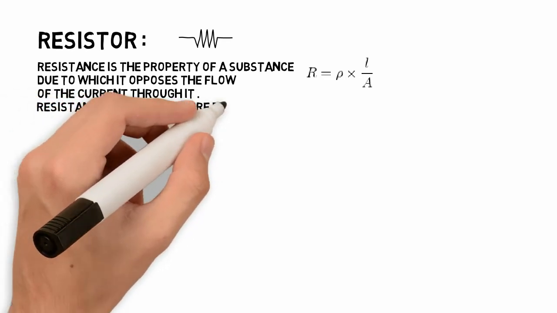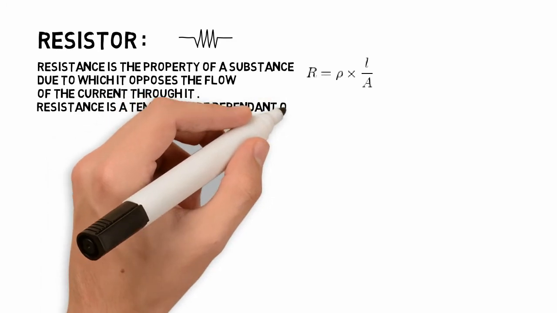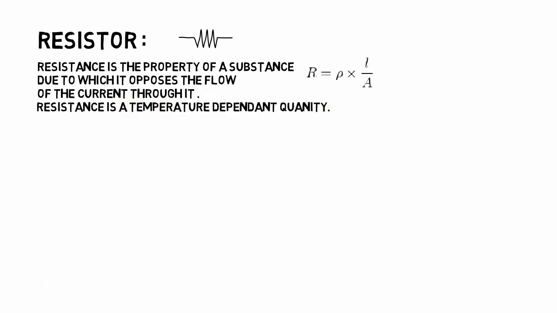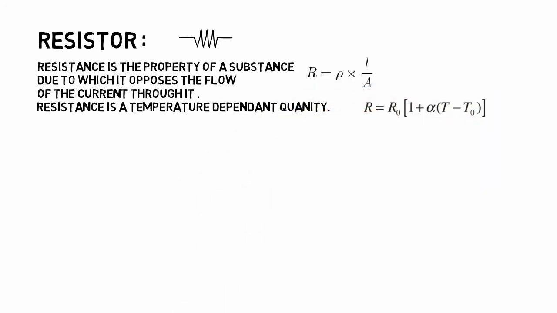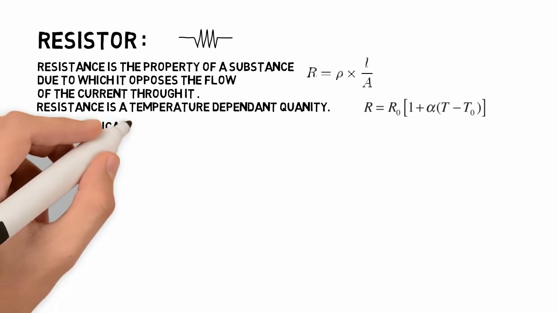Resistance is a temperature dependent quantity. R equals R naught times 1 plus alpha into T minus T naught, where R is the resistance at temperature T, T naught is 0 Kelvin, R naught is the resistance at 0 Kelvin, and alpha is the temperature coefficient.